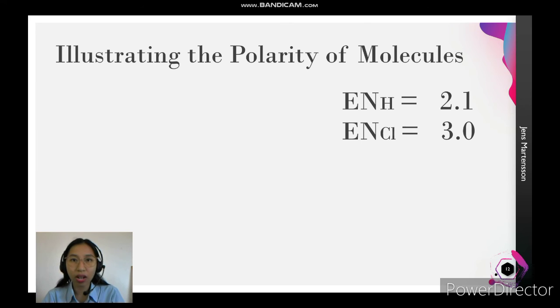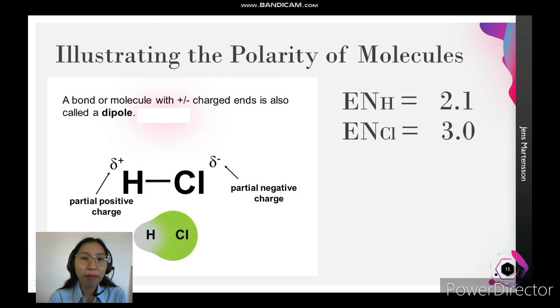Electrons, again, are negatively charged particles. So the atom that pulls electrons strongly becomes more negative, whereas the atom that pulls weakly becomes more positive, because its electrons are pulled away. Next, there are two symbols you should remember. A bond or molecule with positive and negative charged ends is also called a dipole.